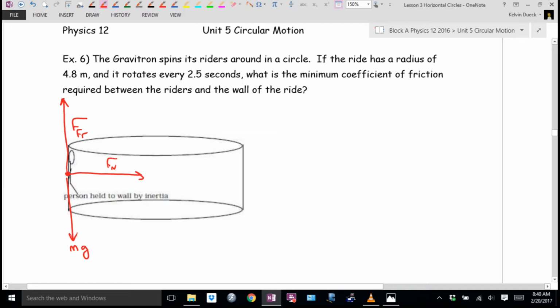This ride wouldn't work very well if you were leaning against an icy wall. Okay. It wants me to find the minimum coefficient of friction. I guess here I have two equations. Vertically, I have this. Friction equals mg, and those are in balance because you're not sliding up or down. Is that okay? Horizontally, I have normal force equals what's pushing me in a circle.